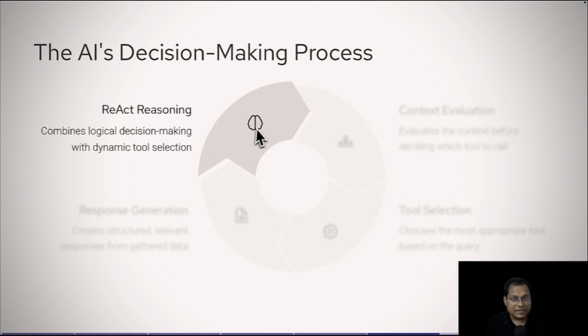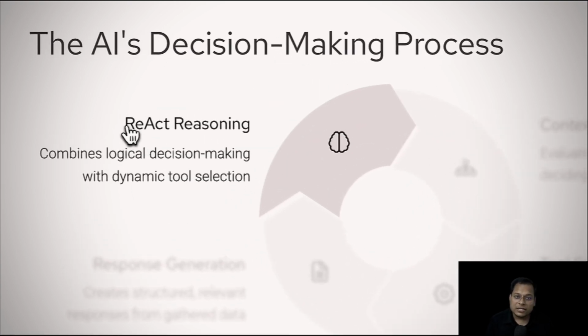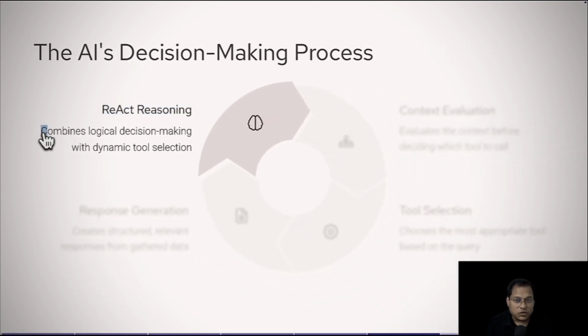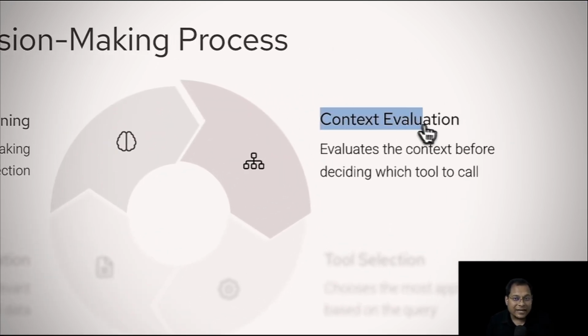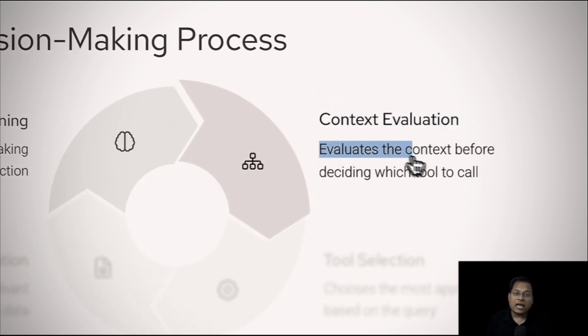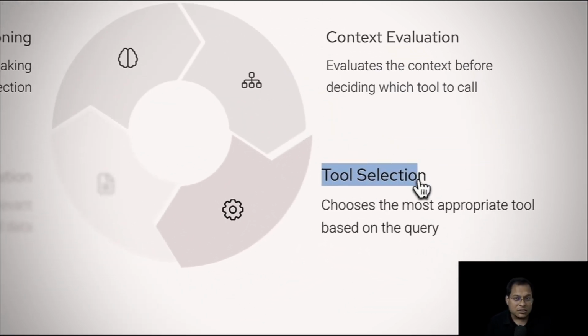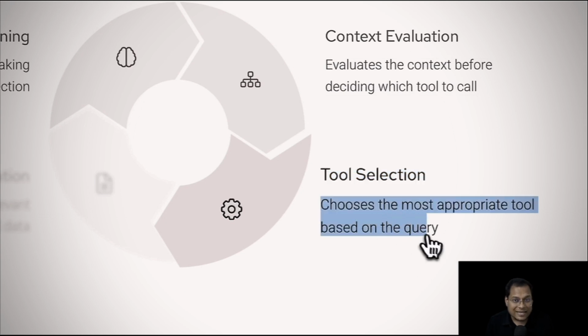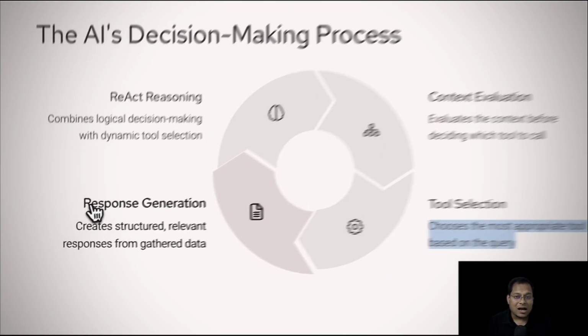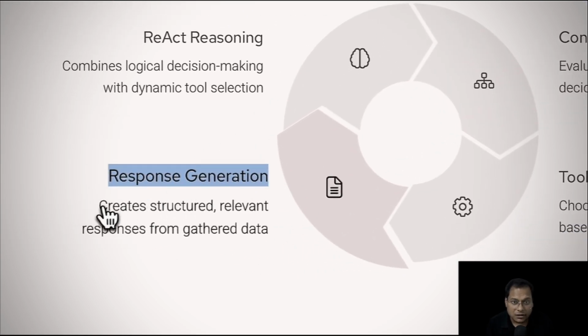Basically, the system follows a tool use agentic framework, a methodology that enables the AI to reason before acting. It applies ReAct reasoning, combining logical decision making with dynamic tool selection. It evaluates the context before deciding which tool to call, ensuring efficiency and precision. This structured approach ensures that every tool invocation is necessary and that responses are both accurate and relevant.